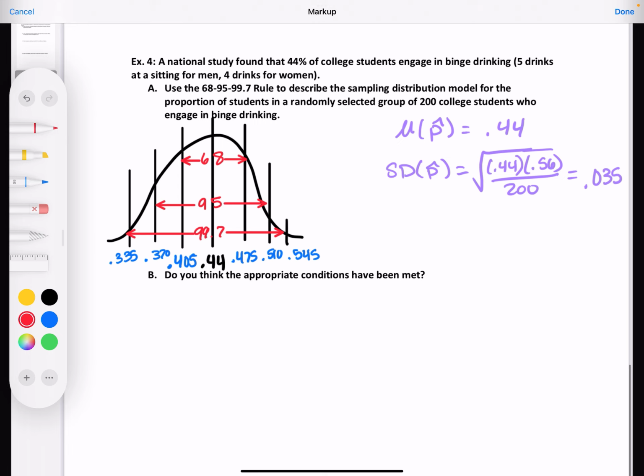Wait, so if you were to explain it, it'd be like 68% of that sample size have 40.5% to 47.5% binge drinkers, basically.